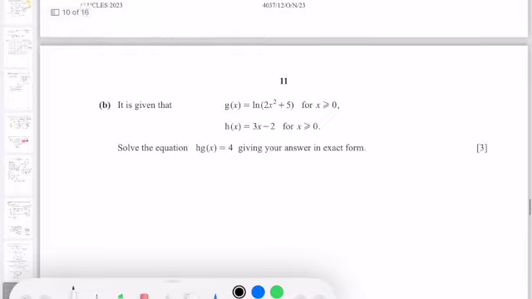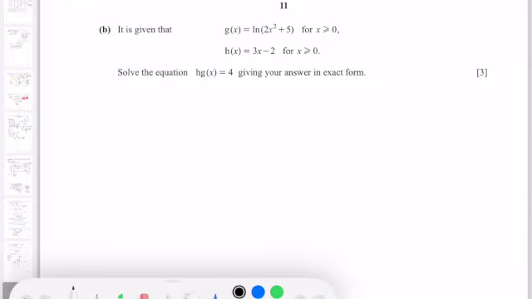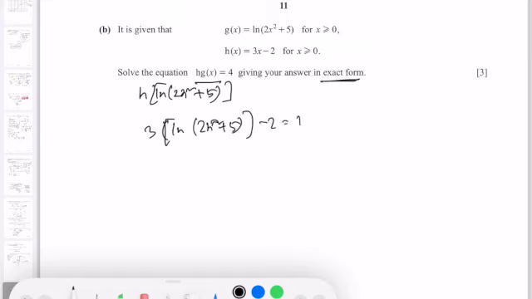Now let us come to question number B. It looks like it's a composition of functions, hg(x). hg(x) equals 4. We need to find the answers in exact form. We cannot give the answers in decimal places. So first of all, in hg(x), g(x) is ln of 2x squared plus 5. And this is g(x). Now, h(x) is 3 times ln of 2x squared plus 5, minus 2, equals 4.